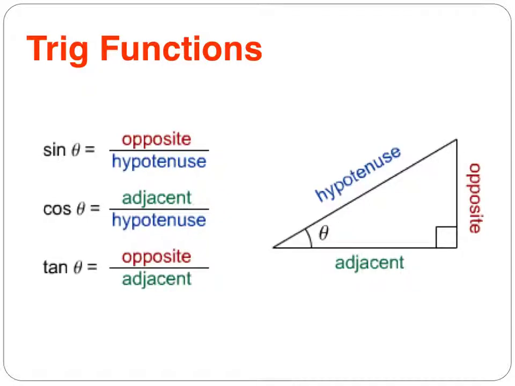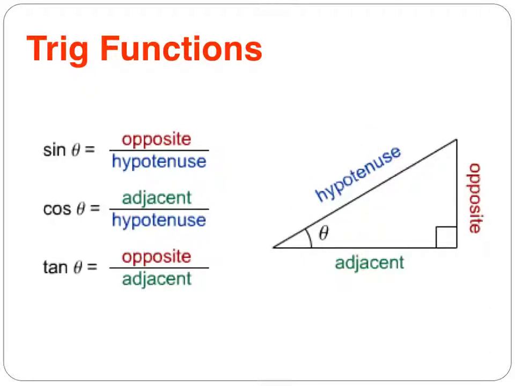So let's just quickly review the trig functions. Notice that if we have a right triangle with a given angle theta, we can label the sides of the triangle according to theta. The side opposite of theta is called the opposite. The side right next to theta is called the adjacent. And the side opposite of the right angle is called the hypotenuse.